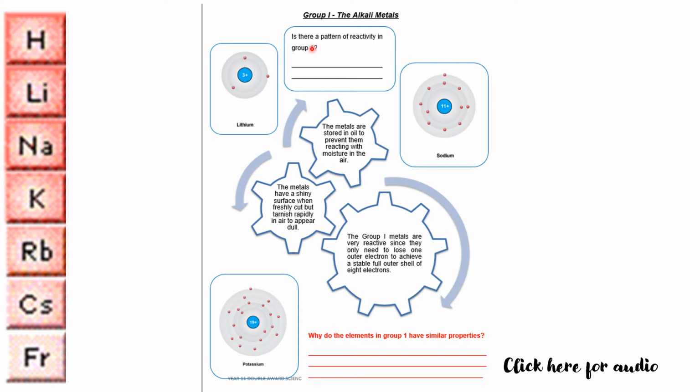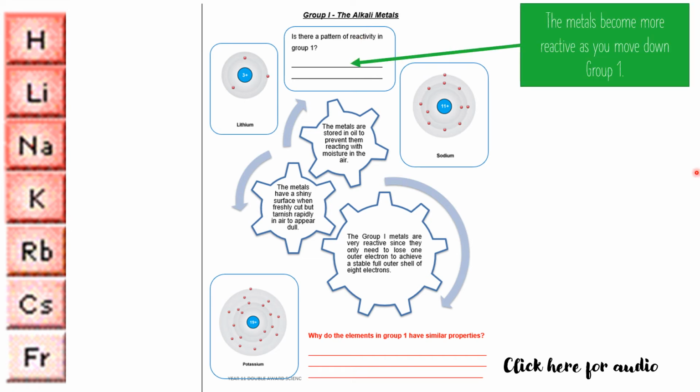So we're asked at the very top of this page, is there a pattern in reactivity in group 1? And there is. The pattern is this. The metals become more reactive as you move down group 1. Now I want you to pause here and I want you to write that in before I go further and explain why that happens.